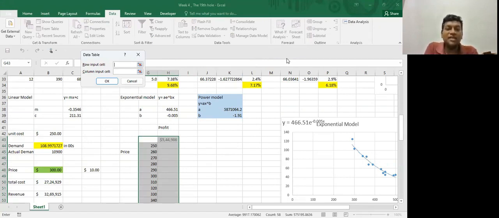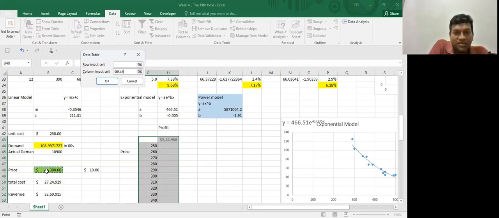Now I need to tell Excel to obtain 544,986. That has come by changing the value of price. So I have to point out to Excel that by changing this value of price, I have got 544,986 profit.